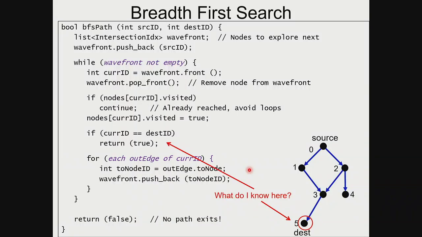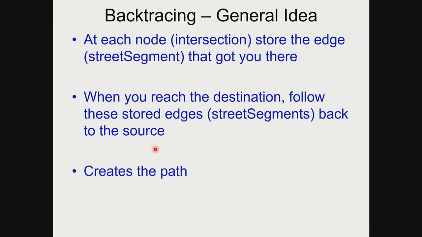But from this algorithm, I don't know much. I only know whether the destination is here, right? So we use a technique called backtracing in order to find the actual path. So right now, we don't have much information. So we need to add some kind of a new data structure that gives us more information in order to be able to backtrace from the destination back to the source and find the actual path that we found, right? So the way we do this is that at each node intersection, we store the street segment that got you there. So whenever you visit a new node, we want to have information of where you got to that node from.